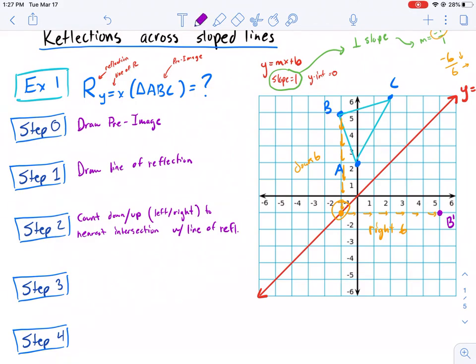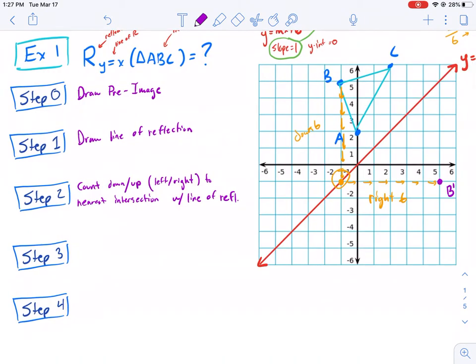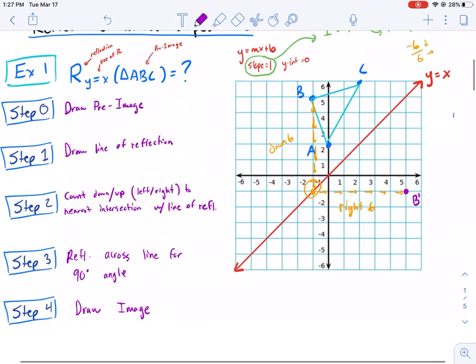So I'm going to finish up here. I have a 10-minute time limit. So I'm going to reflect across the line for a 90-degree angle. And step 4 is draw the image, which is after you're done with the transformation.